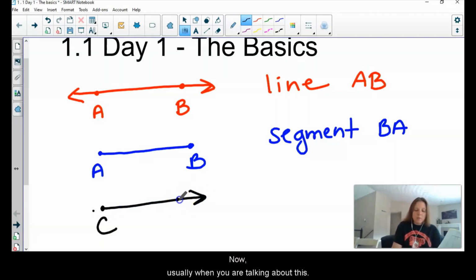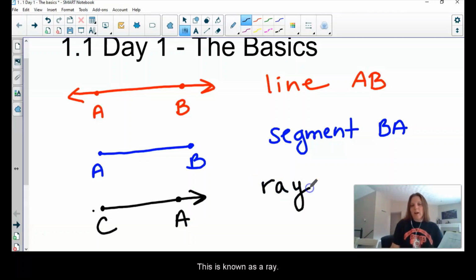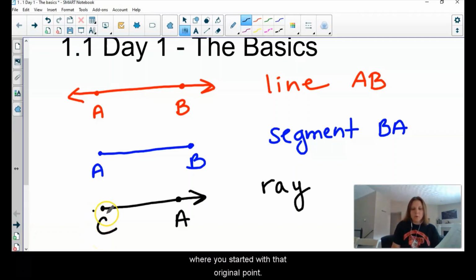Now, usually when you are talking about this item here, I have to assign it another letter. So I could say A through Z, whatever, it doesn't matter. Just going to call it CA. This is known as a ray. And in order to name a ray, unlike the line and the segment, you have to go in the order where you started with that original point. So this end point is C, so this would be ray CA. So hopefully some of this stuff is coming back to you.